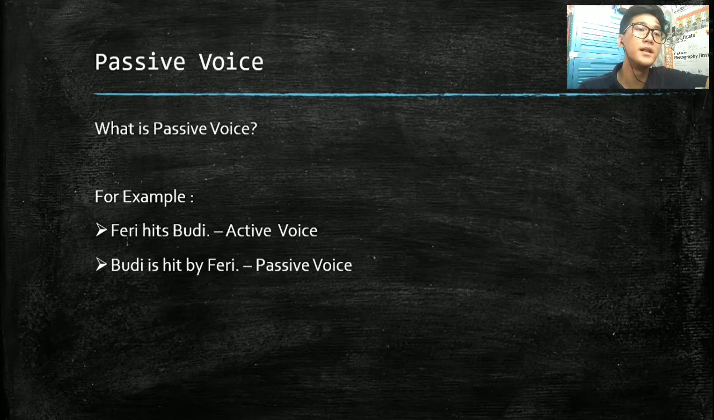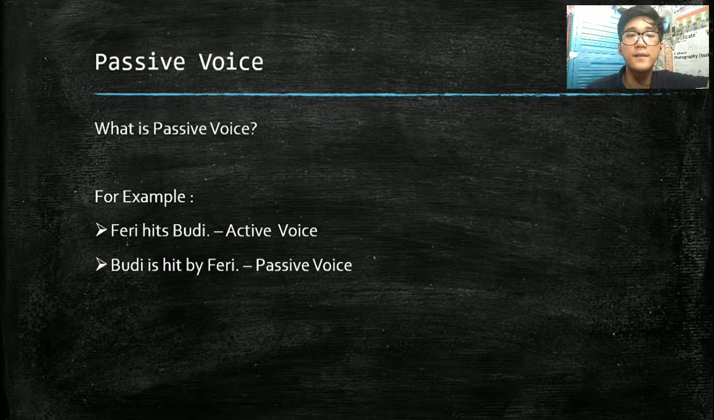See the example. First, Ferry hits Body, it's active voice, and second, Body is hit by Ferry is passive voice. In active voice, Ferry is the subject, where he performs an action, that is hitting Body, while in passive voice, Body is the subject, where he receives the action from Ferry.